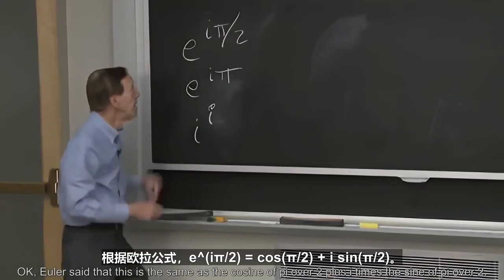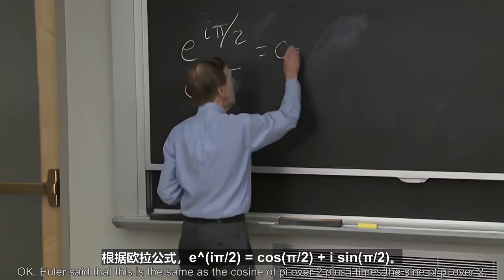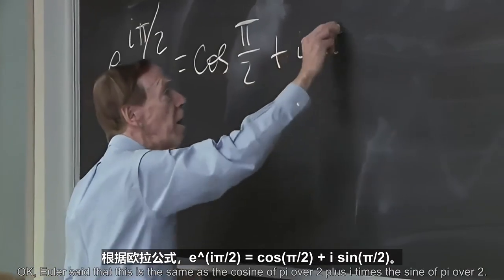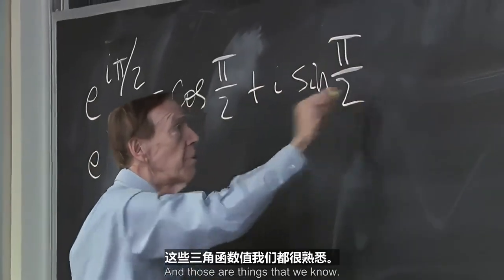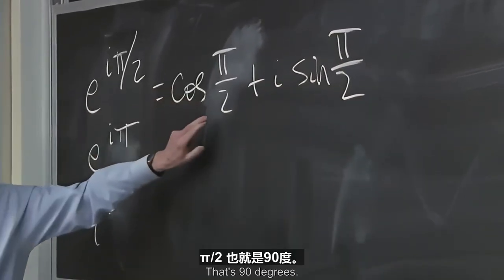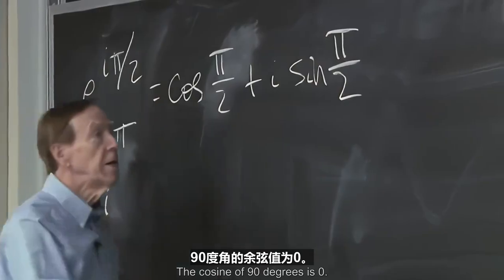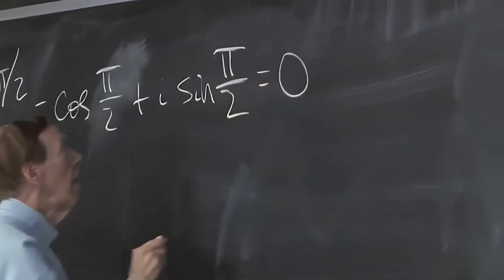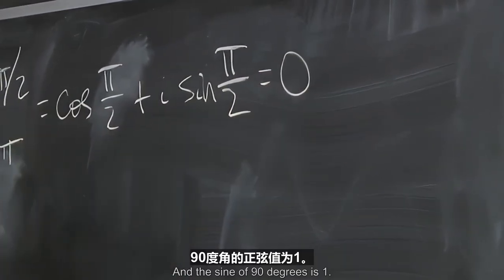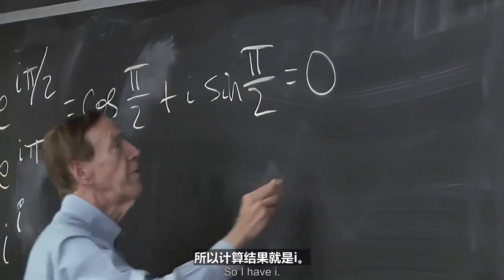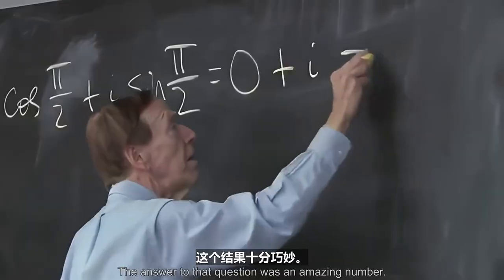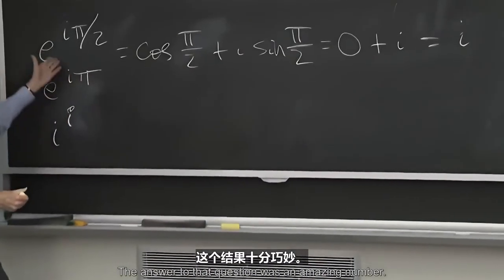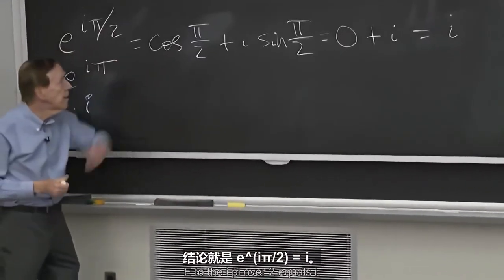Okay, Euler said that this is the same as the cosine of pi over 2 plus i times the sine of pi over 2. And those are things that we know. That's 90 degrees. The cosine of 90 degrees is 0, and the sine of 90 degrees is 1. So I have i. The answer to that question was an amazing number: e to the i pi over 2 equals i.